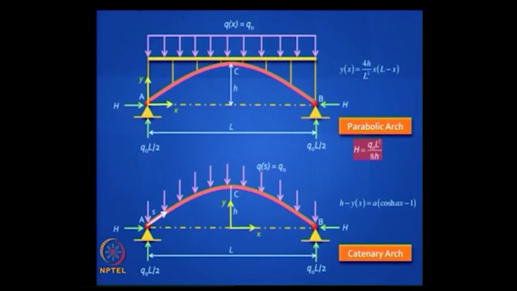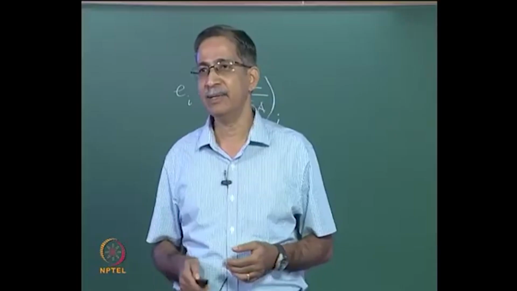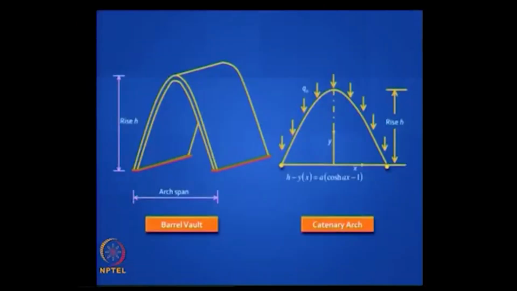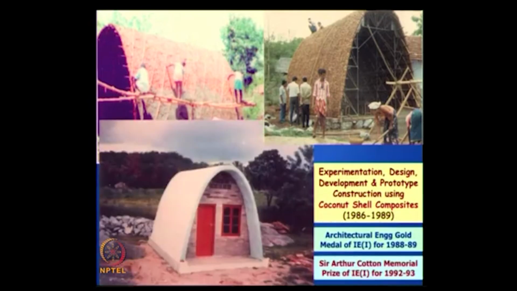If you have a self-weight kind of loading, then the catenary arch is the ideal shape. You can build vaults with this shape, and traditionally this used to be done. Here is some work we did many years ago where we built these catenary shaped vaulted structures made up of coconut shells, which can take a lot of compressive load. The entire structure is made up of coconut shells with plaster and with a catenary shaped formwork inside, which can be dismantled and reused.